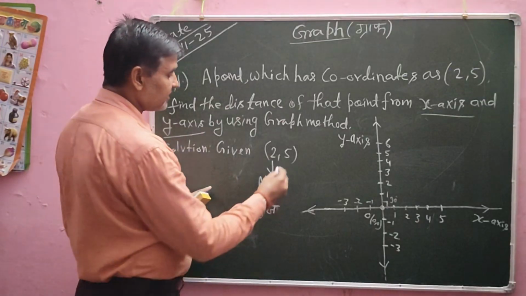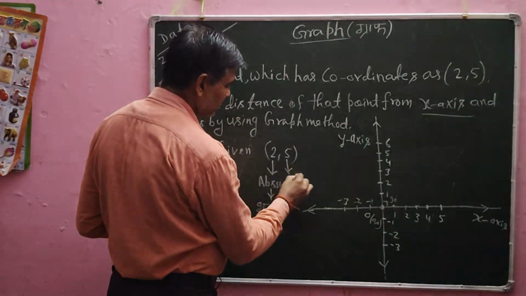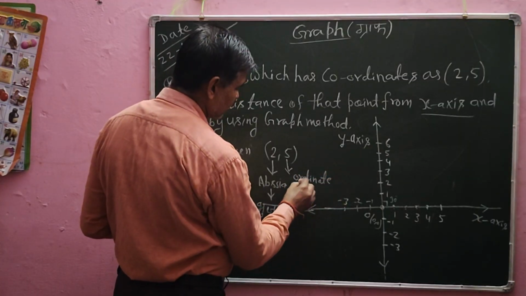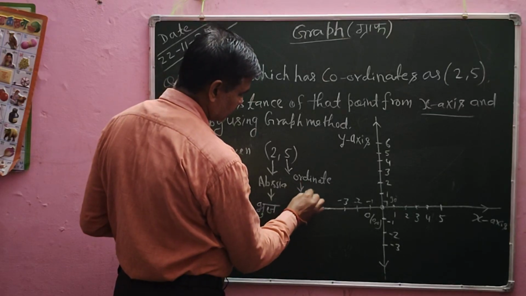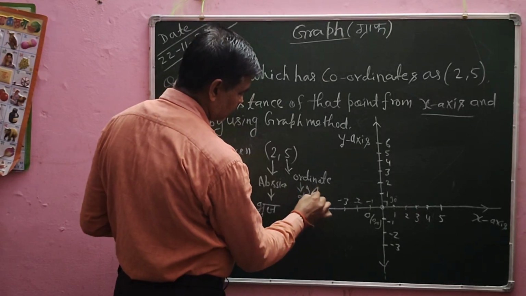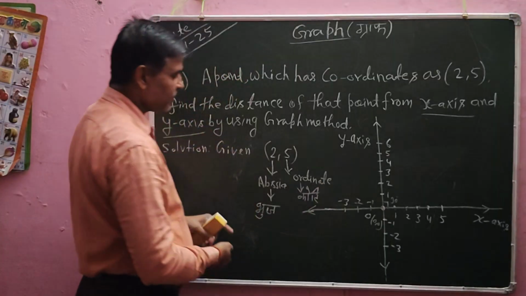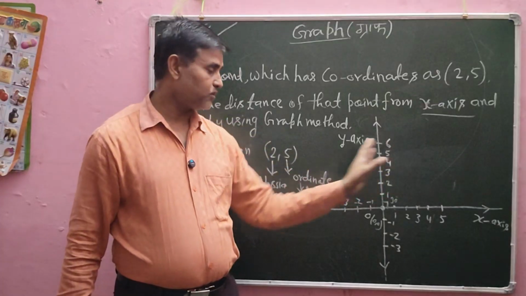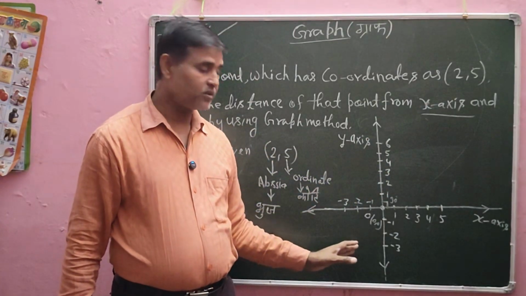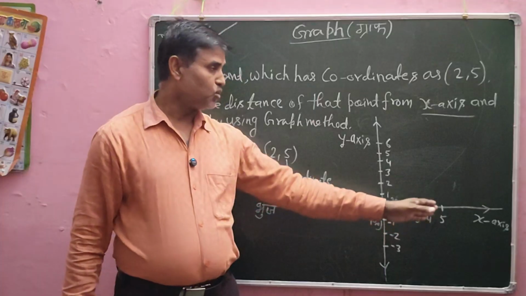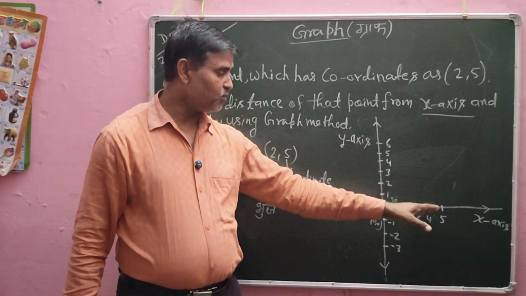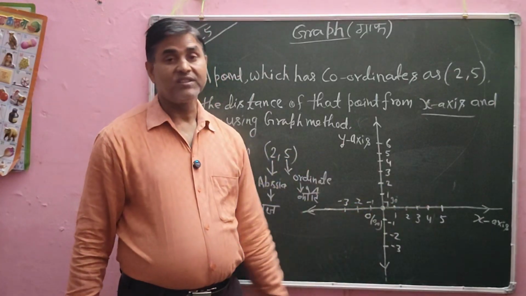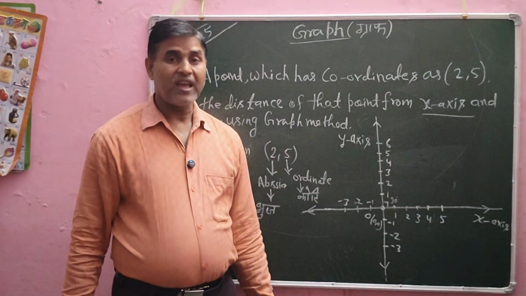Now this 5, I will say this is the ordinate, and its Hindi meaning is quote. Now we have to represent this point in the XY plane. This is the first quadrant, this is the second quadrant, this is the third quadrant, and this is the fourth quadrant. We move from the left in the anti-clockwise direction. And in the first quadrant, I will say each and every point will have positive values.